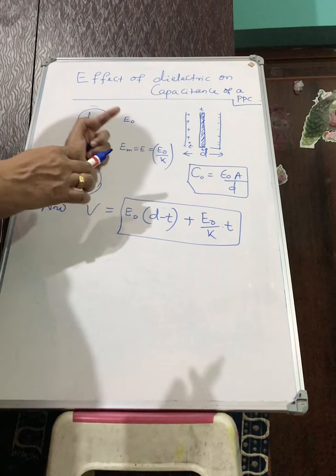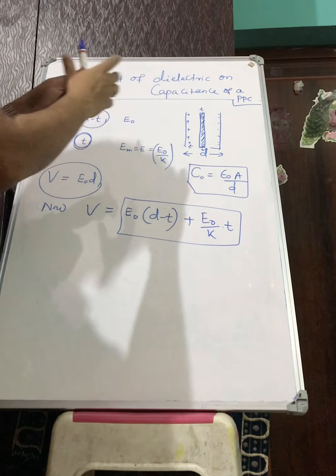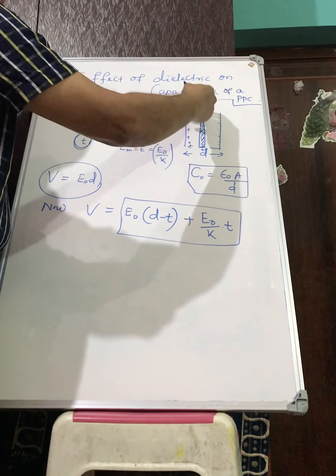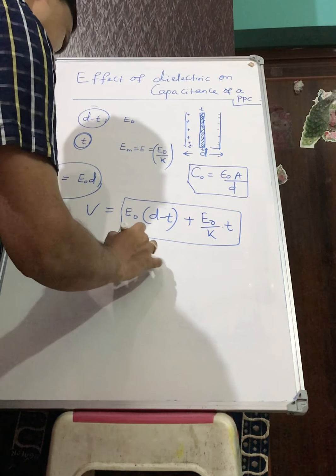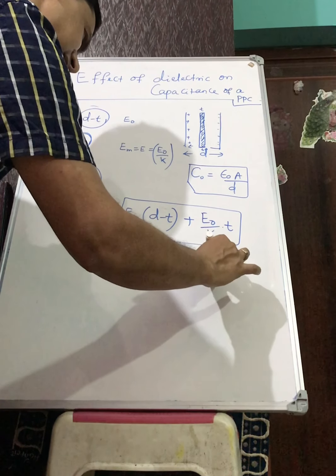Same concept, V equals E d, but this region is now composed of two different things. In one part there is a dielectric, in the other part there is vacuum or air. So it is calculated like this. Now we can take E0 common, so it will be d minus t plus t by K.